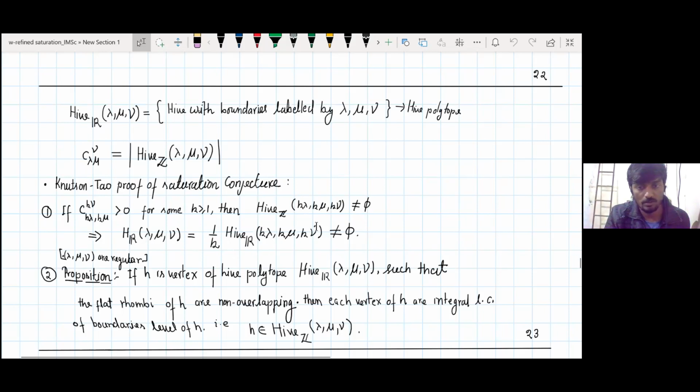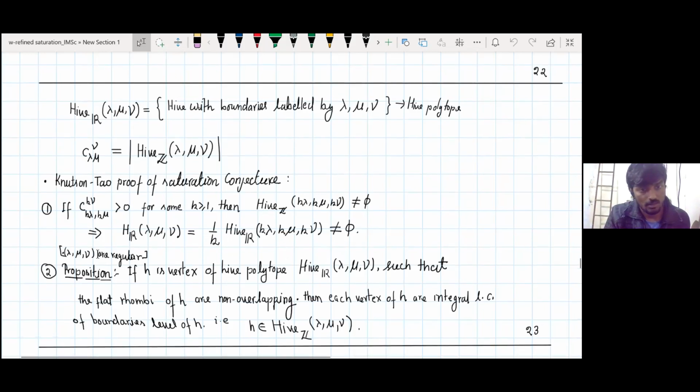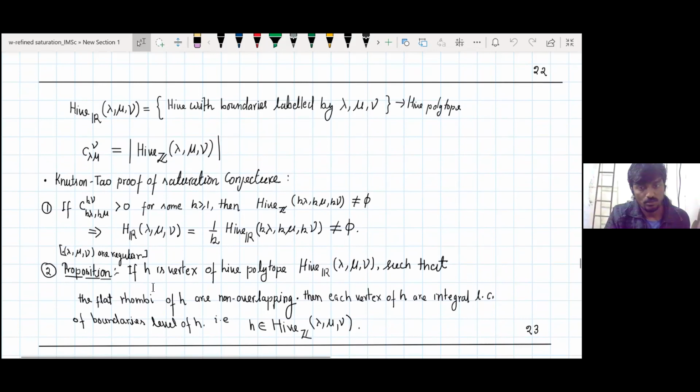So this polytope is non-empty. First they take the non-empty hive polytope for lambda, mu, nu, and then the next proposition they use is this: if H is a vertex of the hive polytope such that the flat rhombi, which I will define, of H are non-overlapping, then they prove that each inner vertex of H is an integral linear combination of the boundary vertices of H.